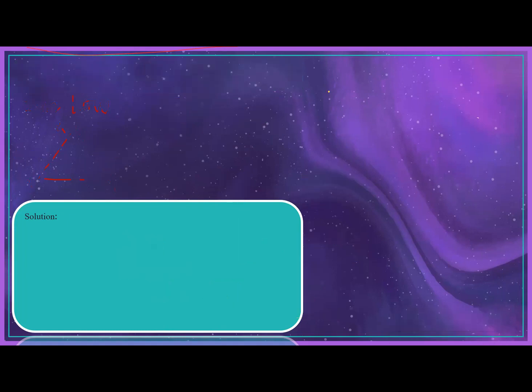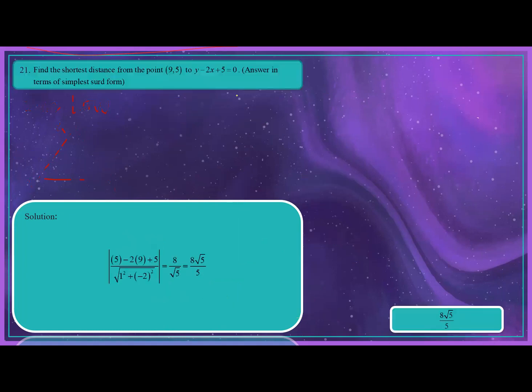Number 21. Find the shortest distance from the point to a line. There are 2 cases here. I already told the Philippine students because I was teaching them also for this. There are two kinds of problem for this. There is a line to point.